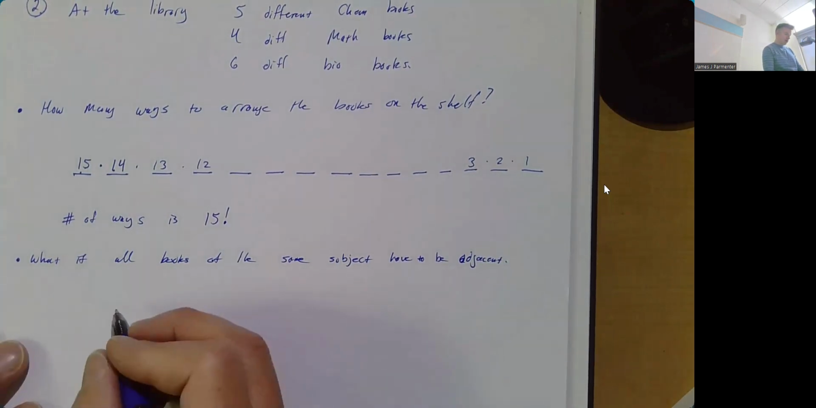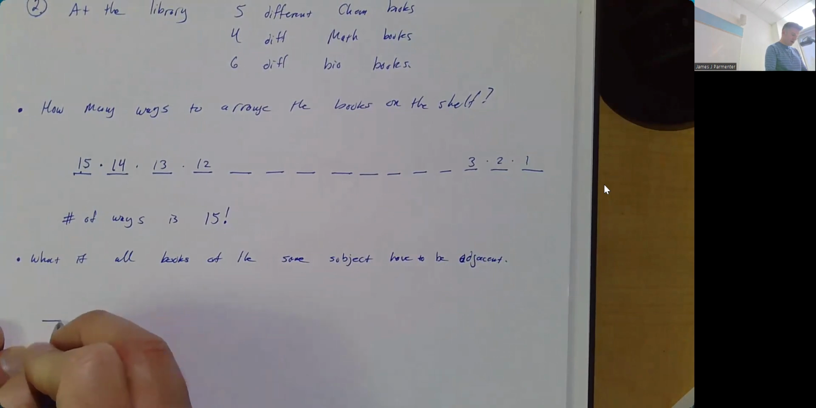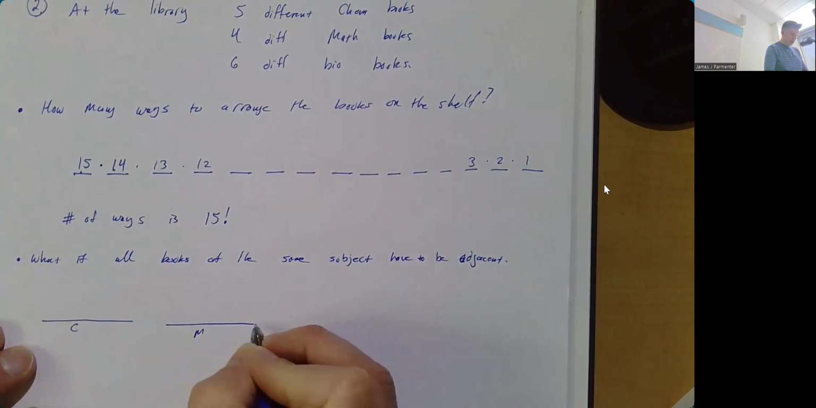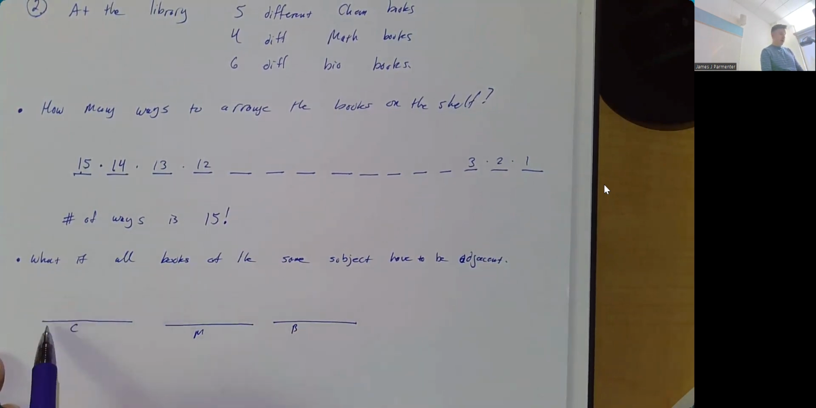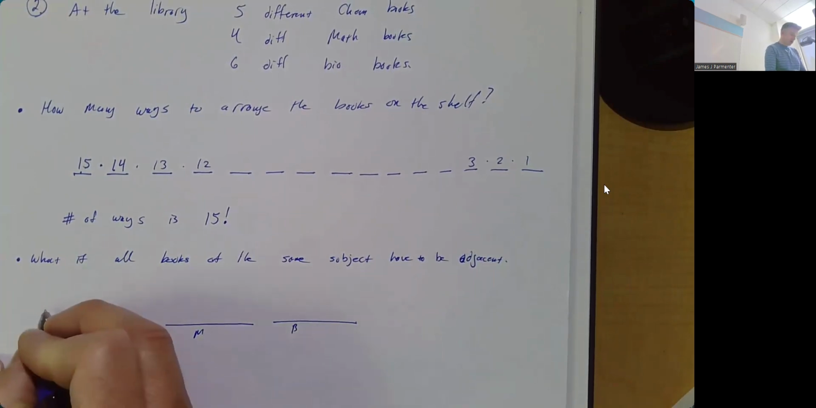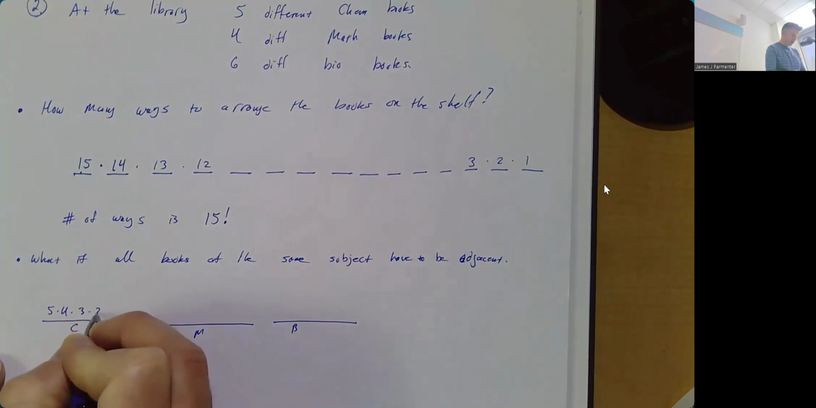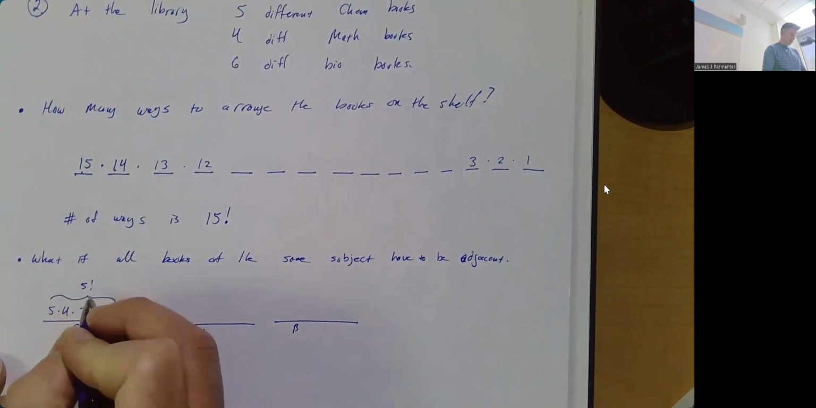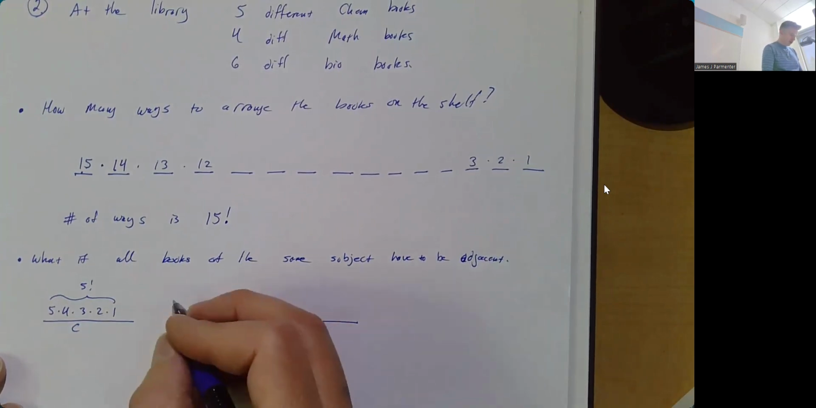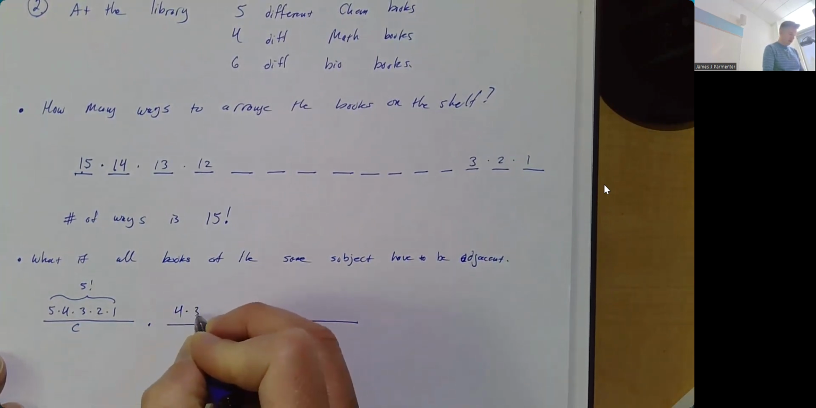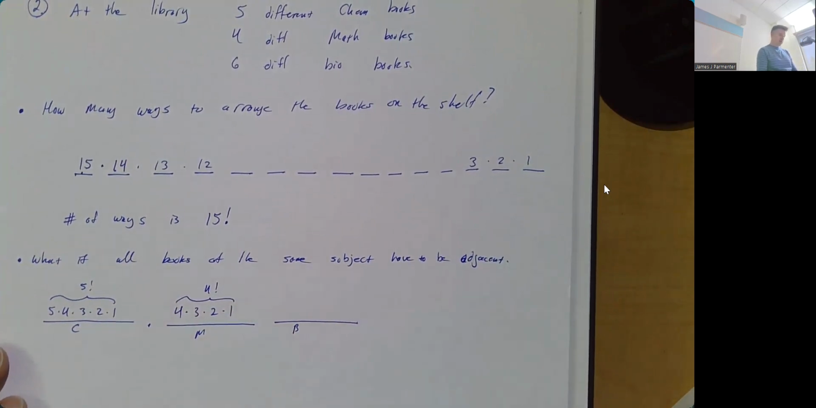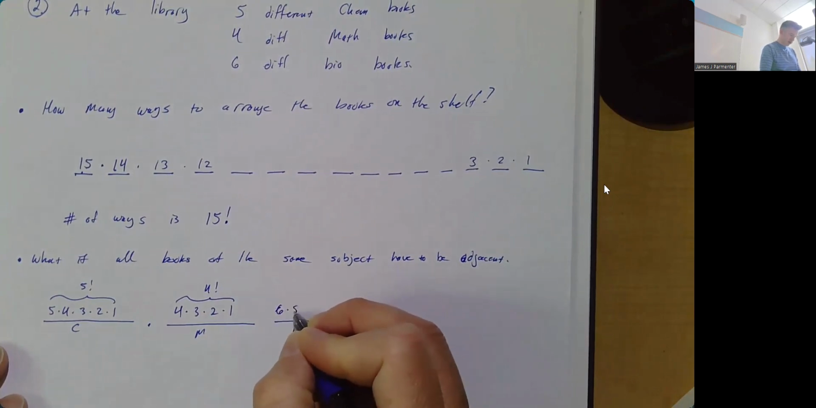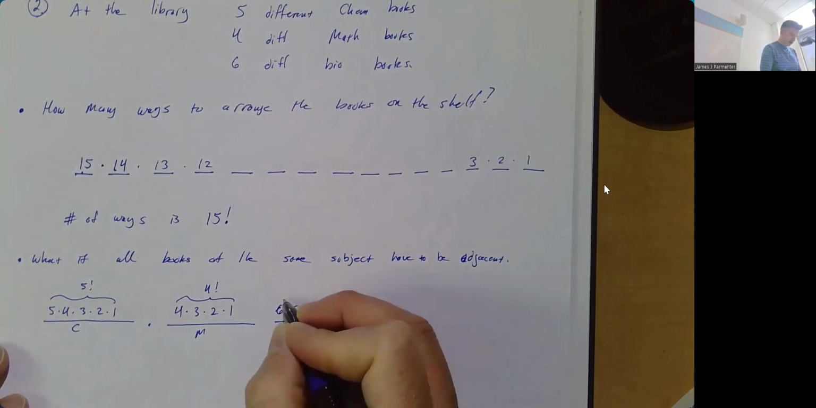So if I'm just doing, let's say I want to do chem first, and then math, and then biology. For the 5 chemistry books, there's going to be 5 factorial ways of arranging them. For the 4 math books, you guessed it, there's going to be 4 factorial ways of arranging those 4 math books. And then for the 6 biology books, there's going to be 6 factorial ways of arranging those biology books.